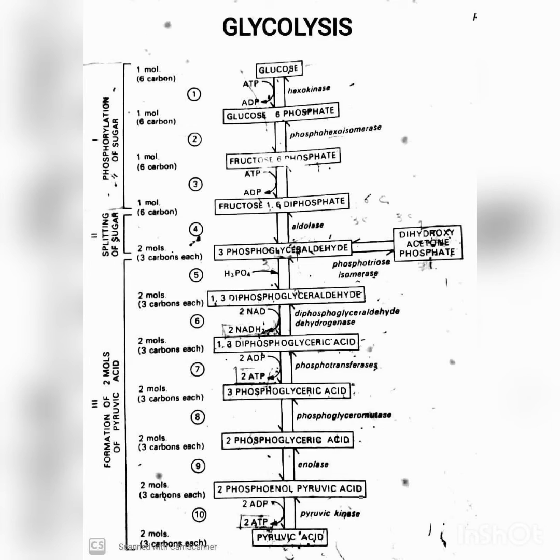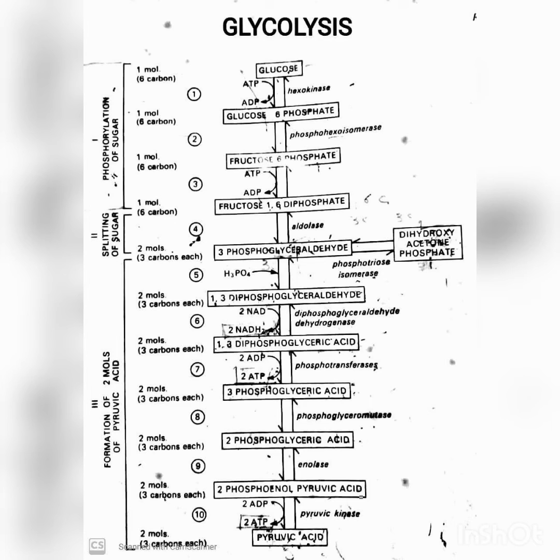Step number 6. 1,3-diphosphoglyceraldehyde is oxidized into 1,3-diphosphoglyceric acid in the presence of enzyme diphosphoglyceraldehyde dehydrogenase and a coenzyme NAD. During this reaction, two atoms of hydrogen are released from diphosphoglyceraldehyde, which reduces NAD to NADH2.